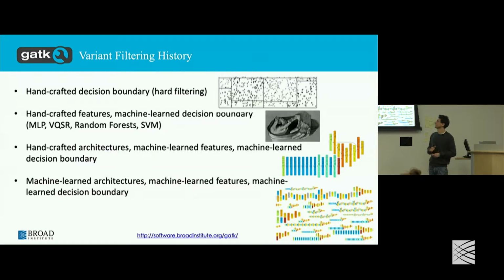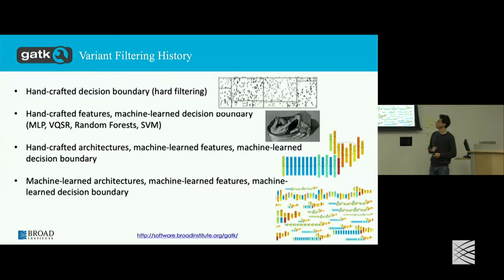The next step in variant filtering history was handcrafted features or handcrafted annotations, these numerical statistical summaries of each variant, and then a machine-learned decision boundary on top of that. So we would compute some features. I'll say features and annotations, I'm using these words interchangeably. What I mean is some kind of number that describes the variant. Maybe it's just the depth of reads that supported it. Maybe it's some kind of measure of how biased the variant was, if the variant always showed up in the beginning of reads or at the ends of reads, some kind of numeric description of the variant. And then based on a set of those numbers, we learned some kind of decision boundary to separate the good variants from the artifacts.